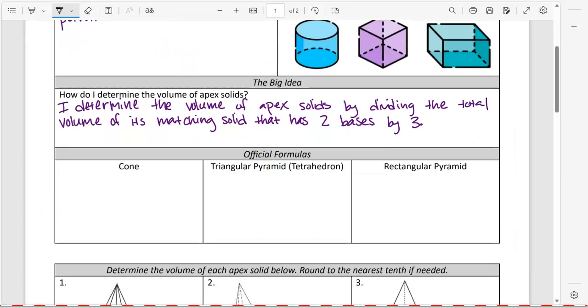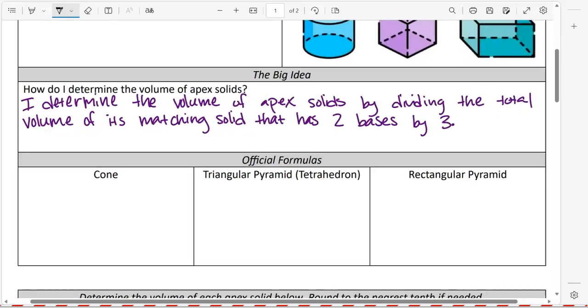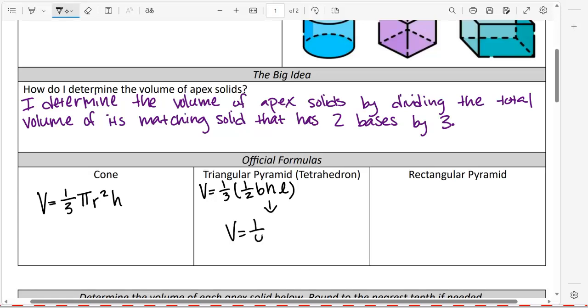Okay, so let's go ahead and write down our formulas. So since the cone is related to a cylinder, volume is 1/3 the volume of a cylinder. So 1/3 times pi times the radius squared times the height. For our triangular pyramid, since it's related to a triangular prism, we know that volume is going to be equal to 1/3 of the prism volume, so 1/2 times base times the height times the length. But this formula gets a little bit messy, so we're going to go ahead and clean that up by multiplying our fractions. So the formula we're going to be using is actually 1/6 times base times height times length. But again, that's just to help us stay organized.